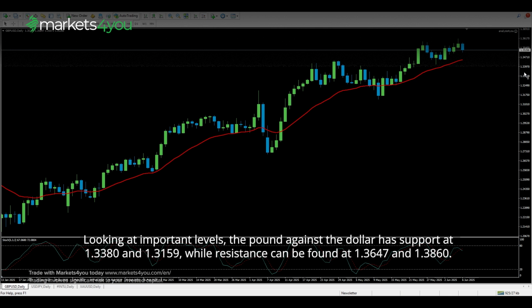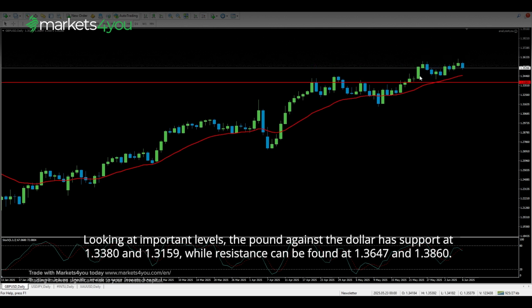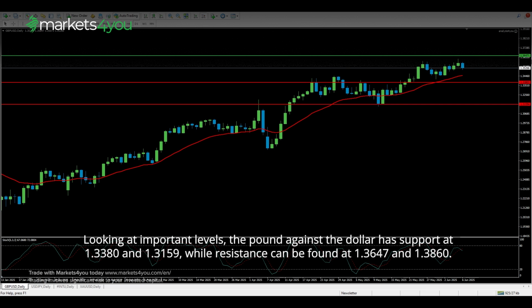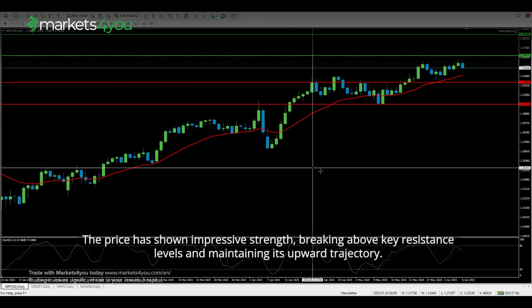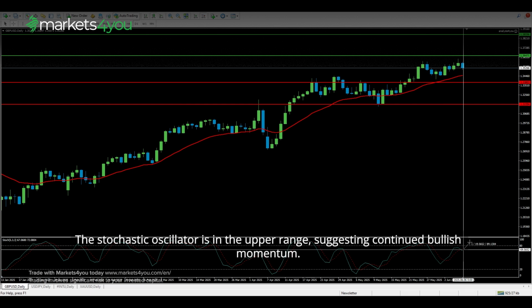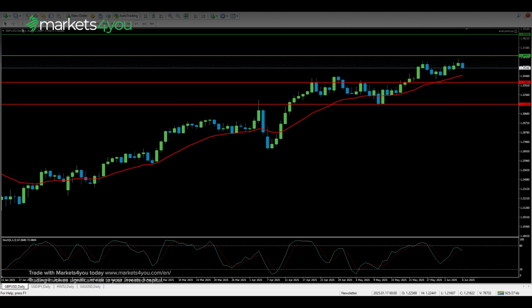Looking at important levels, the pound against the dollar has support at 1.3380 and 1.3159, while resistance can be found at 1.3647 and 1.3860. The price has shown impressive strength, breaking above key resistance levels and maintaining its upward trajectory. The stochastic oscillator is in the upper range, suggesting continued bullish momentum.